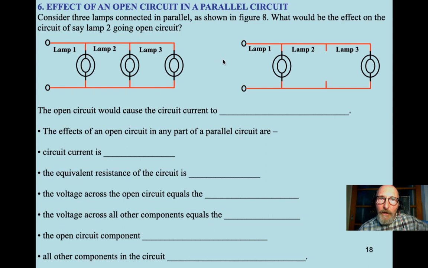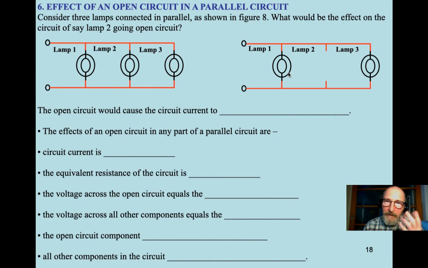Effect of an open circuit on a parallel circuit. If I've got a circuit with three lamps in parallel, remember the railway track there? They're connected in parallel, and one lamp is taken out. These are old lamps. Traditionally, before we had LEDs, these are glass bulbs with tungsten wire inside, which glows white hot and gives off the light.